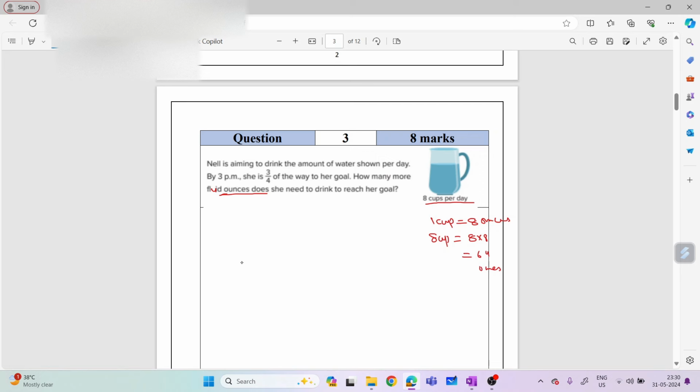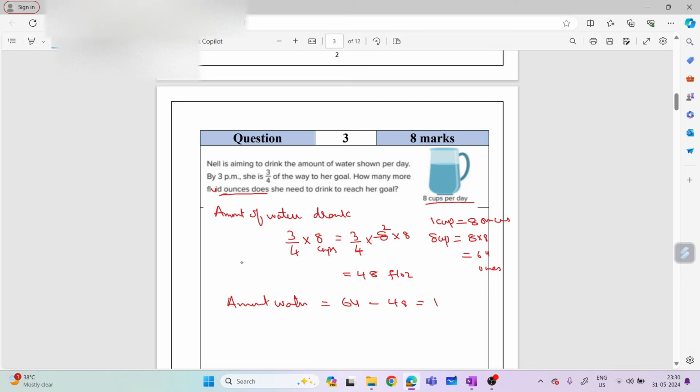So how to solve this problem? The amount of water Neil drank is 3/4 of 8 cups. This is in cups. If you want to convert into ounces, 8 times 8. So 4 one time, 4 two times, 2 times 8 is 16, 16 times 3 is 48. She drank 48 fluid ounces. How much is the total? The total amount of water is 64. How much she drank? 48. So 16 fluid ounces is left.